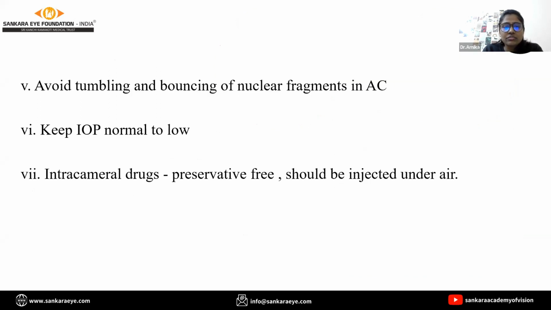Avoid tumbling and bouncing of the nuclear fragments in the anterior chamber. Keep IOP normal to low. Intracameral drugs, preferably preservative-free, should be injected under air.